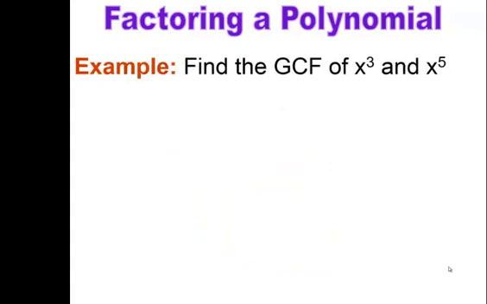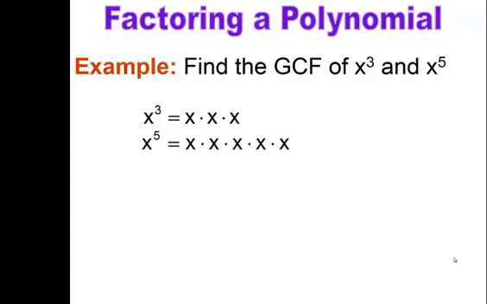When we are looking for a greatest common factor and we have variables with exponents, what I want you to remember about variables and exponents is that when I have an exponent, what it means is that base is being multiplied to itself that many times. So x to the third is x times x times x. And x to the fifth is x times x times x times x times x. So this is what it looks like if I would break it into factors.